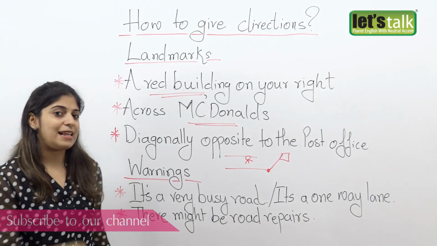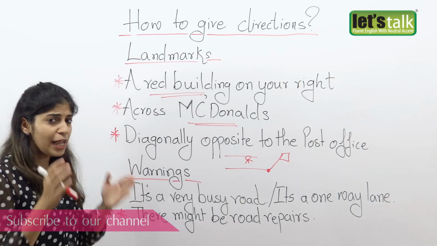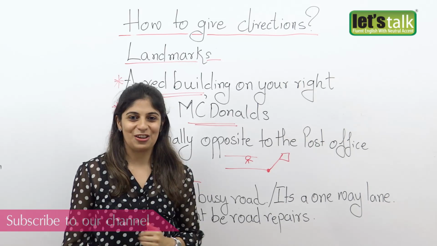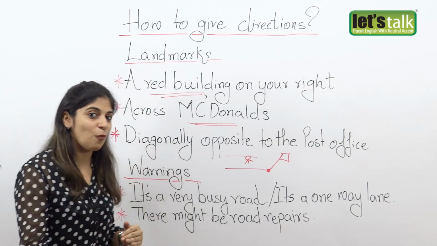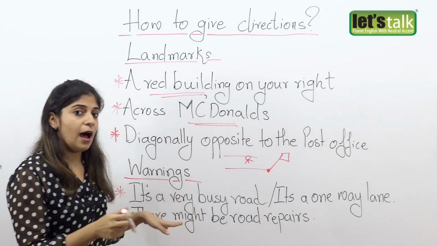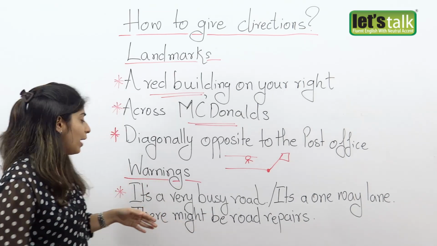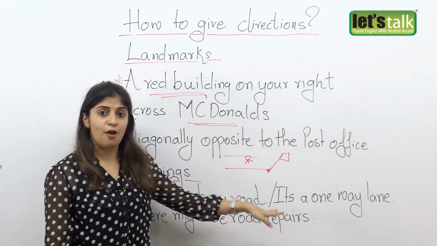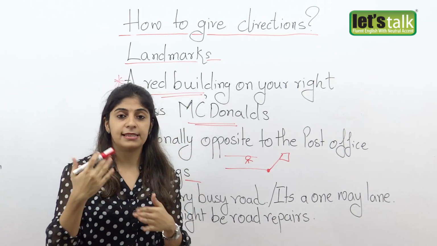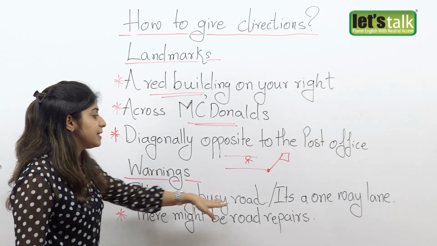So do use landmarks, that definitely helps. The other one is offer warnings. It would be nice if you offer warnings. It's a very good thing. You just be nice to the person that you're giving directions to. So how do you offer warnings? If you think there would be a lot of traffic or a lot of traffic lights, you can say that it's a very busy road. Just mention it to him so that he knows he might encounter a lot of traffic.